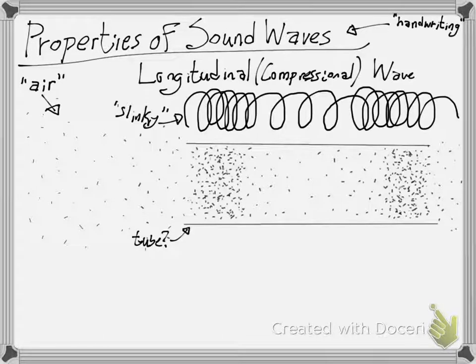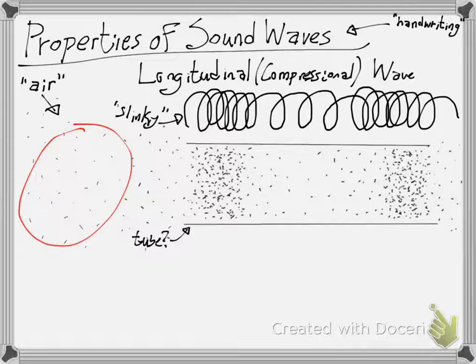Hello everyone. So in this lesson we're going to talk about some properties of sound waves. Now as we remember from previous lessons, sound is a longitudinal or compressional wave, and that wave travels through, generally speaking, the air. It can also travel through water and solids and other media, so to speak, but in this lesson we're going to focus on how sound propagates through air.